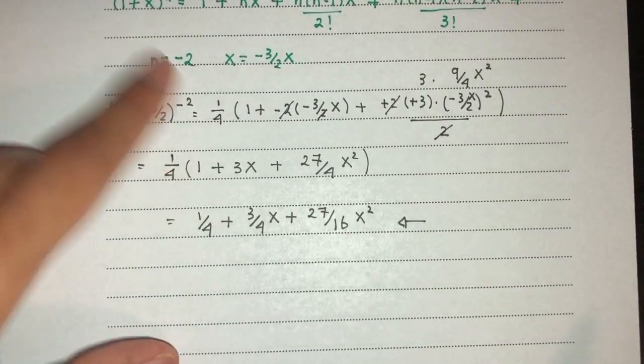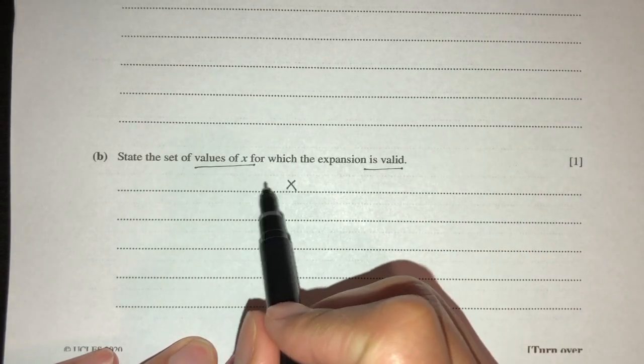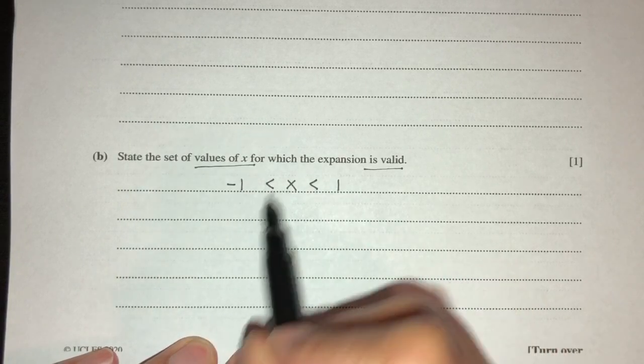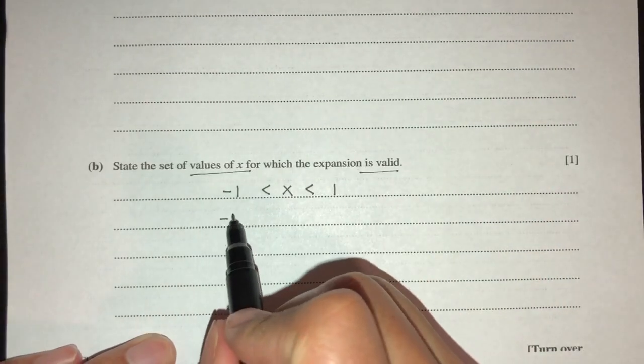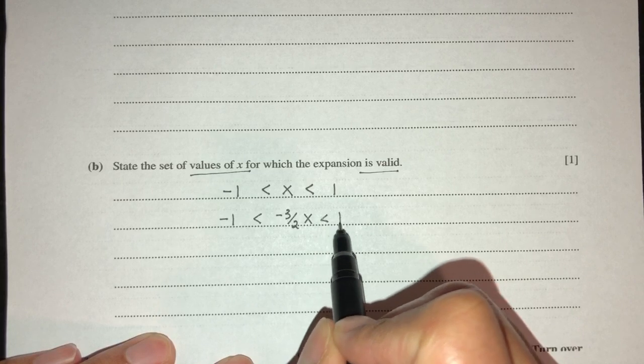So for that we have to look at this value of x. We have to know that for this to be valid, x has to be between minus 1 and 1. But now here x, as you can see, is equal to this. Replace this by this. That will be minus 1, and that will be minus 3 over 2x.